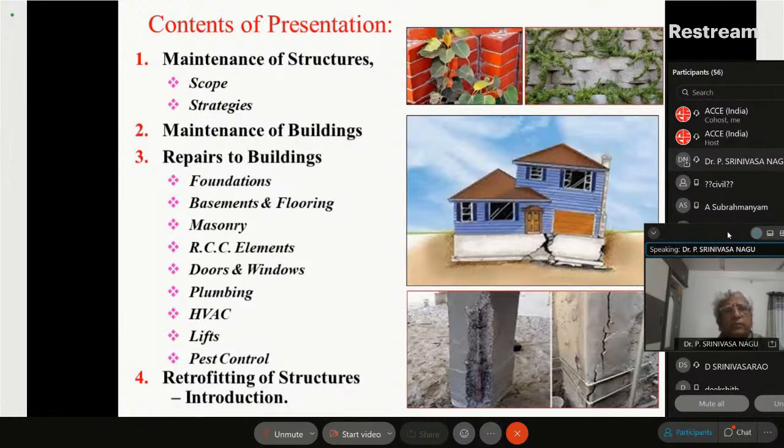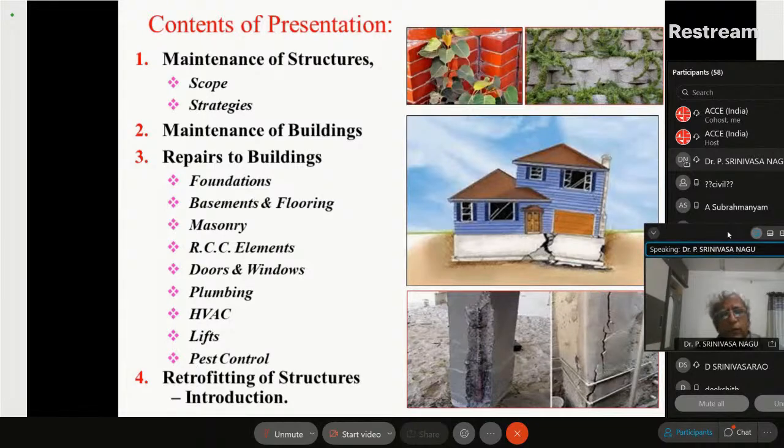So these are the contents. We'll discuss more about the maintenance of structures: scope, strategies, the required knowledge, etc. Structures can mean many things, as you all know, so our focus will be on buildings, because every topic has its own scope, coverage, and content. Somewhere we have to limit it appropriate to the context. Then in the repairs session, we'll see a few things related again mainly to buildings.